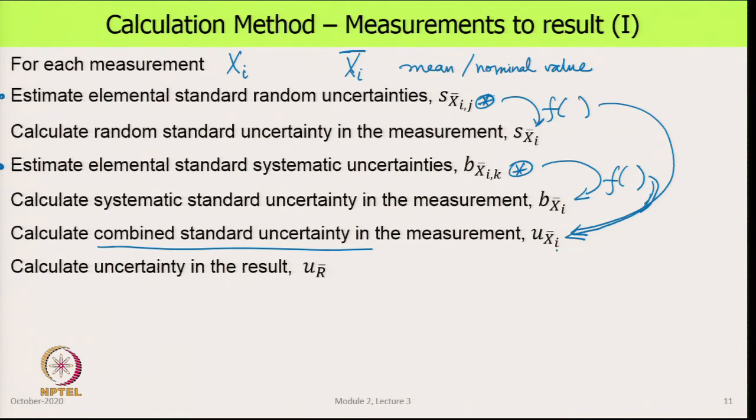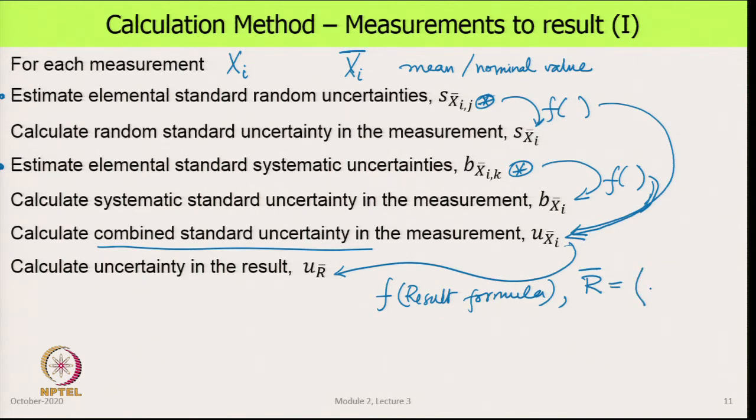And using this, we can go to the result formula, and from there again some function involving the result formula. We calculate this, and before that we calculate the mean value of the result. The mean value of the result is nothing but the result formula calculated at every mean value of the parameters. So, this is one way.